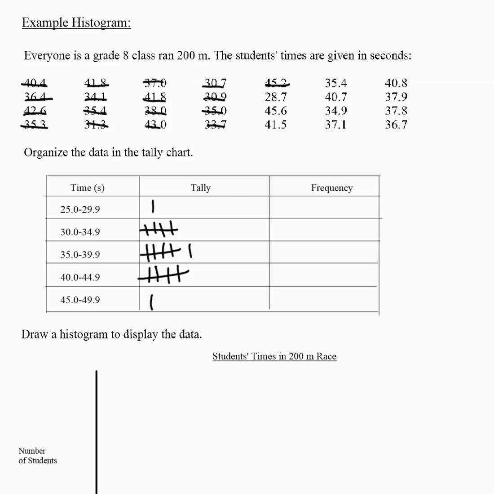So I'm going to just pause this and finish, and then I'm going to restart the recording and you're going to see it all filled in now that you know how the tallies work.